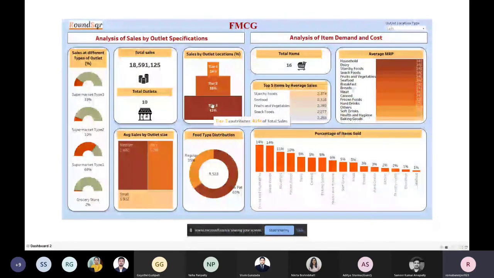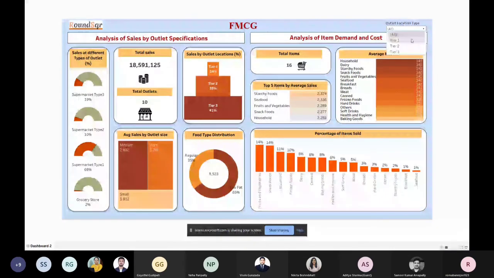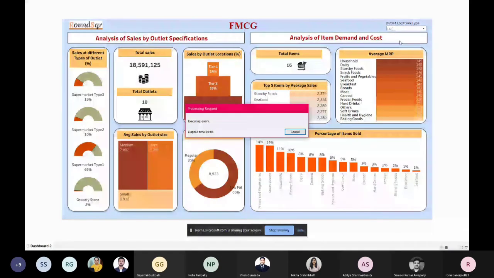From the right, see the total items is 16, which is not going to change in any location type. But this is the top 5 items by average sales, like which location is having higher sales of which items. Accordingly, their MRPs, which is in their descending order, and also the percentages of the items being sold. So if I change to tier 1, just a second, it's taking some time to load.